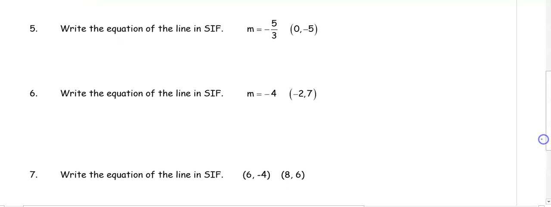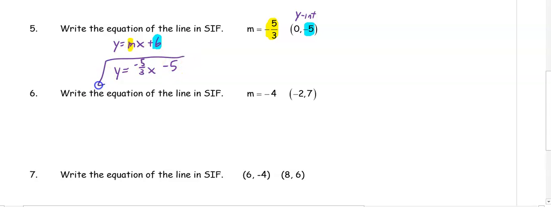In number 5, we want to write the equation in slope-intercept form. So slope-intercept form is y equals mx plus b. So in this case, we have our slope, and this is our y-intercept. So we can just substitute our m value in for m and our y-intercept in for b. So our equation would be y equals negative 5/3 x minus 5.